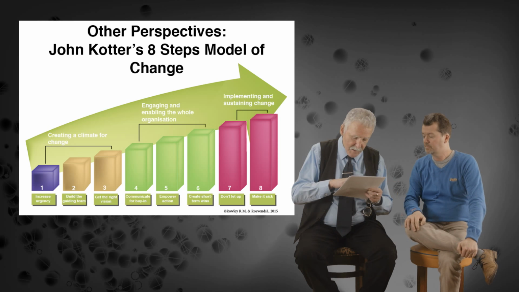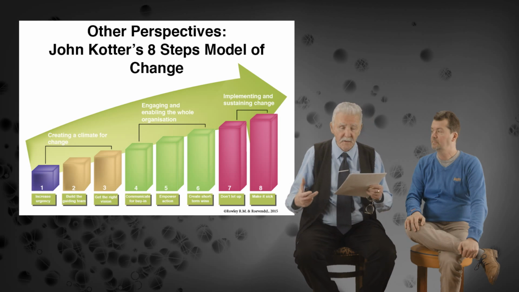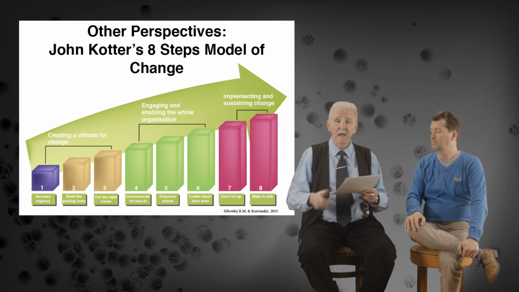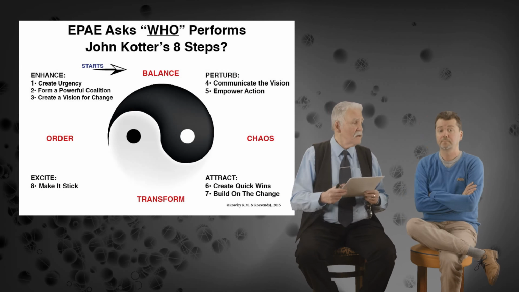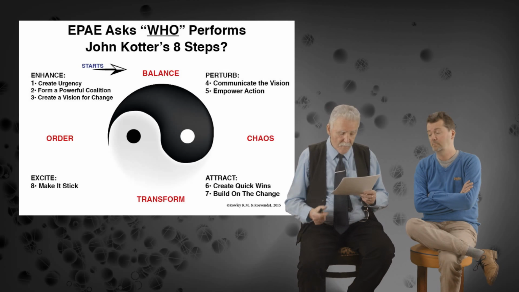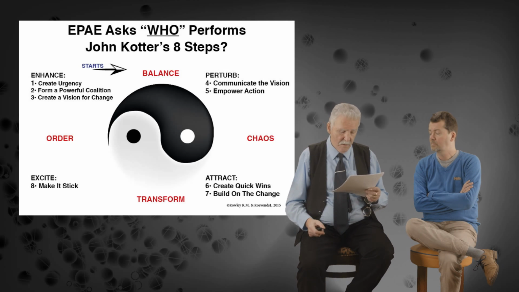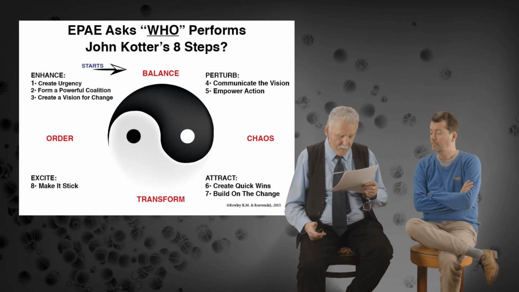And then 6 is create quick wins. 7 is build on the change. And then finally, make it stick, the last phase. When you put that to our model, in the sequence of Kotter, that's what we've got. First 3 stages of the enhance stage. And then we come to the perturb stage. So that we've got communicate the vision, empower the action.